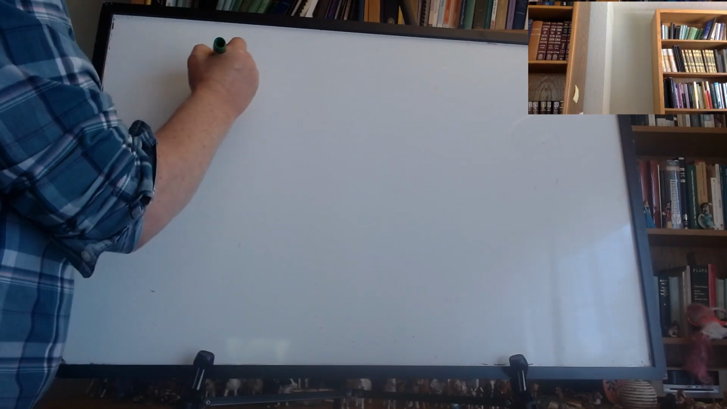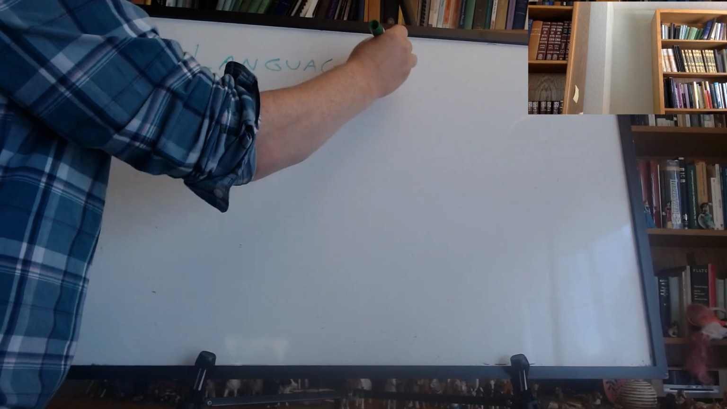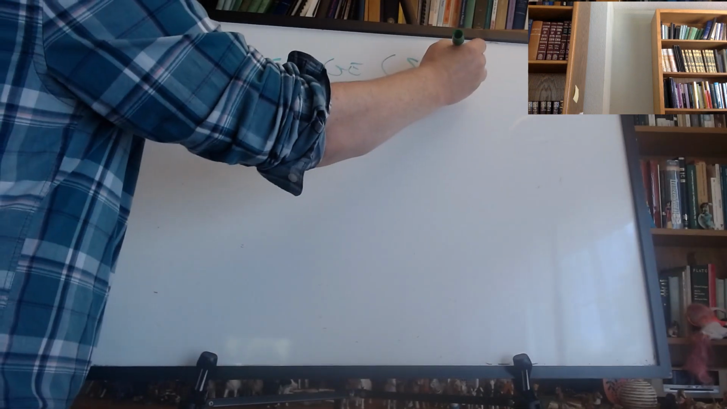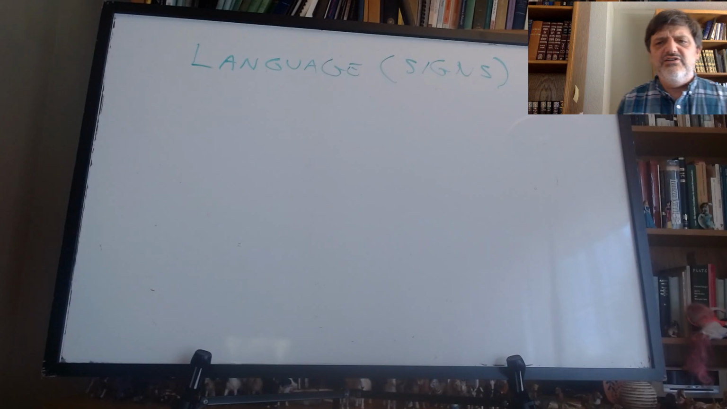So what I want to talk about first, and maybe this is not the obvious thing to talk about when the reading was about the non-existence of the material world. You might think that would be the most important thing, but actually I'm going to start talking about language or signs and how that works according to Berkeley.